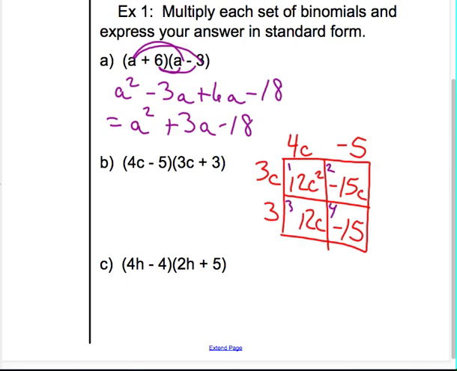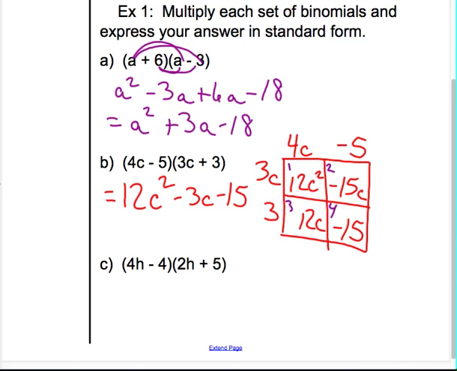So then when I write my answers, I look for my like terms inside the box. So in my first box, I have a 12c squared with no like terms. In my second and third boxes, I have like terms. So -15c plus 12c is -3c. And in my fourth box, I have -15.